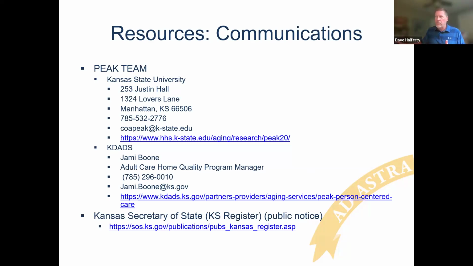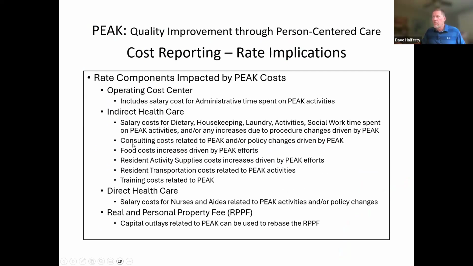Again, those things flow through, and I'm going to skip back up to that slide, flow through to these different pieces. The operating cost center would reflect administrative time and salaries. Indirect healthcare would reflect dietary, housekeeping, laundry. Direct healthcare would reflect nurses and aides. But there's no division to say that this is PEAK and this is not PEAK. It's just all flowing through to those different rate components. So if it increases that, again, that's going to flow through to the rate calculation.